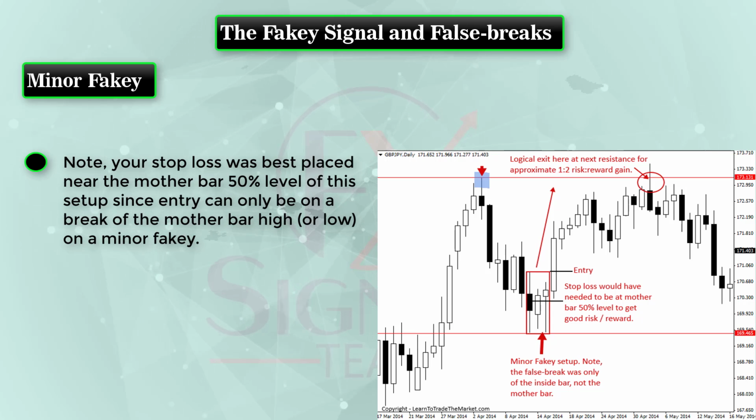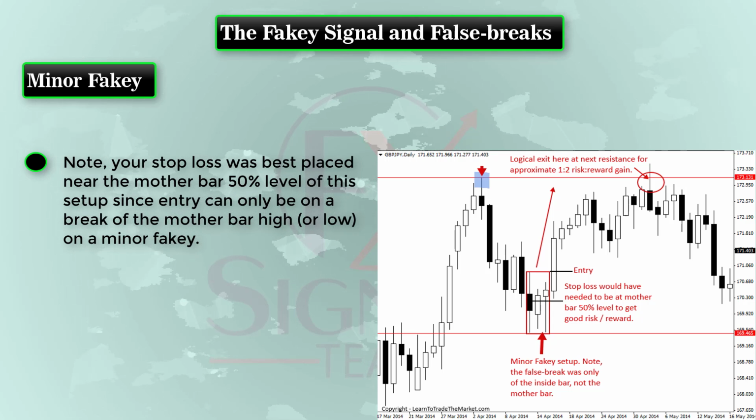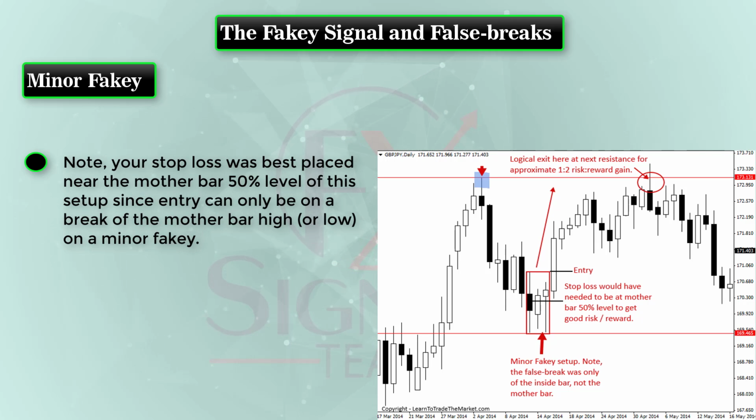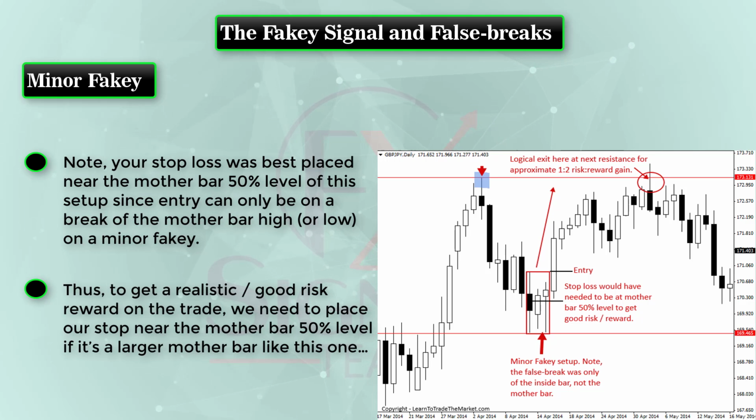Note, your stop loss was best placed near the mother bar 50% level of this setup, since entry can only be on the break of the mother bar high on a minor Fakey. Thus, to get a realistic or good risk reward on the trade, we need to place our stop near the mother bar 50% level if it's a larger mother bar like this one.